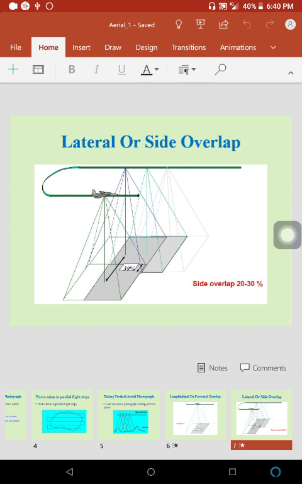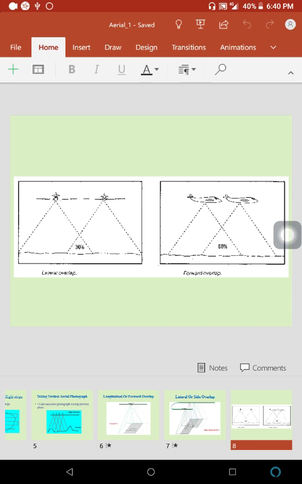You need to decide the percentage of the overlap in the longitudinal direction or in the side direction, that is side lap in the lateral direction, because if the percentage of the overlap is more, then the number of photographs required to cover the given area will be more. So this figure explains the percent overlap, positions of the overlap in the lateral direction and in the longitudinal direction. The first figure indicates 30% overlap in the lateral direction, and the second figure gives the idea of the overlap in the longitudinal direction, which is about 60%.